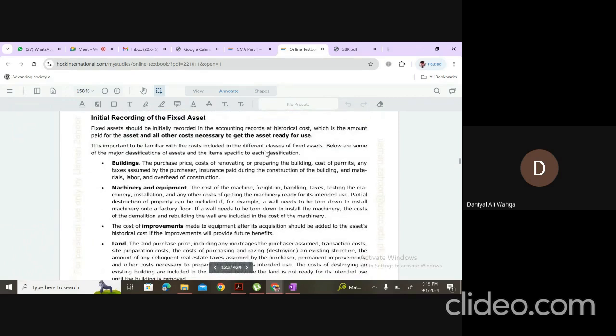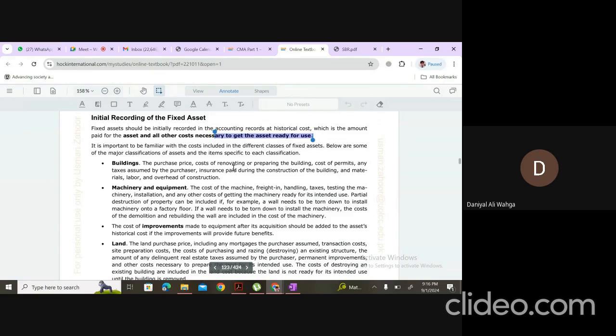The initial recording is normally done at cost, including all the directly attributable expenses in bringing the asset to a workable condition, the condition in which it is intended to be used. Till that point, all of those costs are capitalized as part of that asset. So fixed assets should initially be recorded at historical cost, which is the amount paid for the asset and all the other costs necessary to get the asset ready for use. Okay.